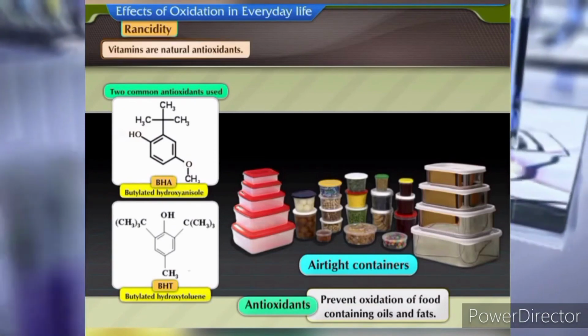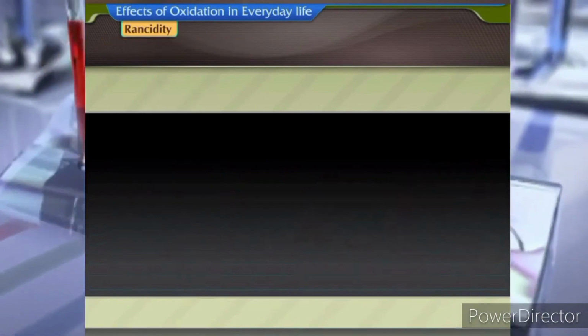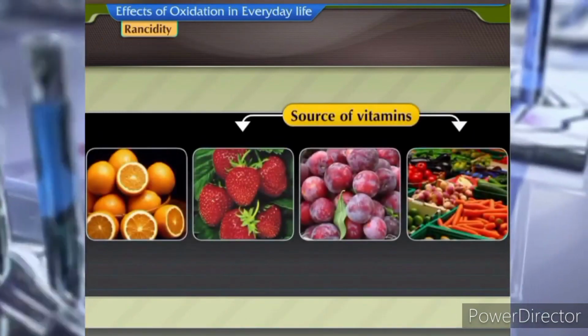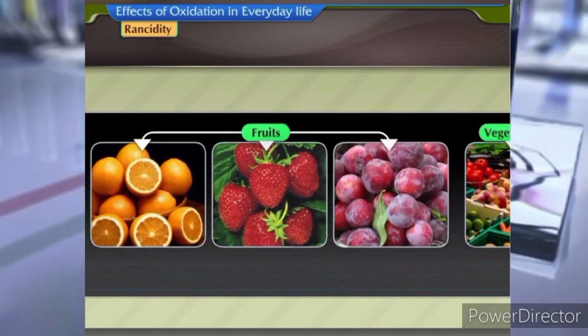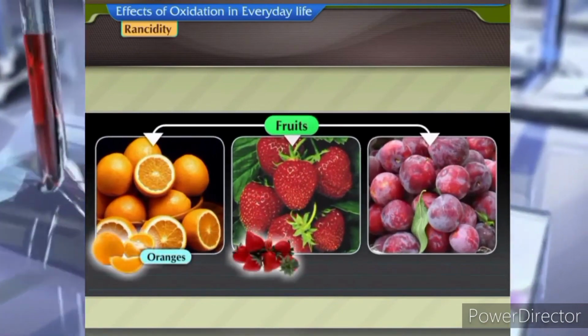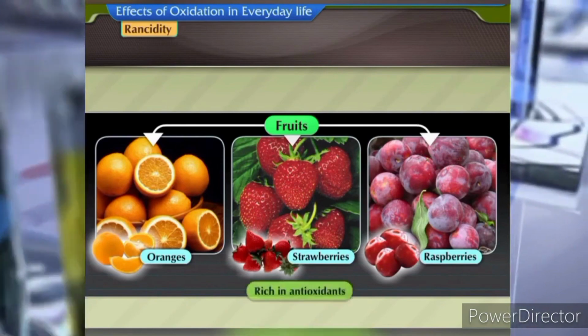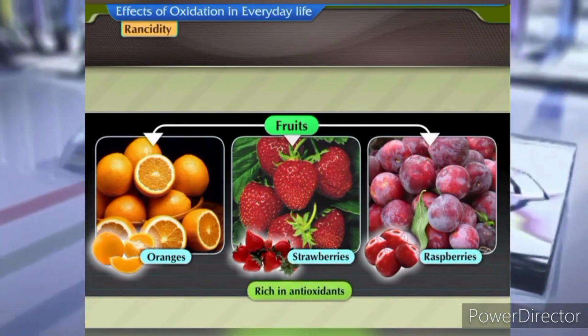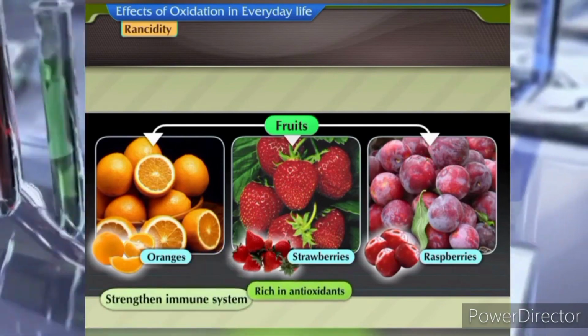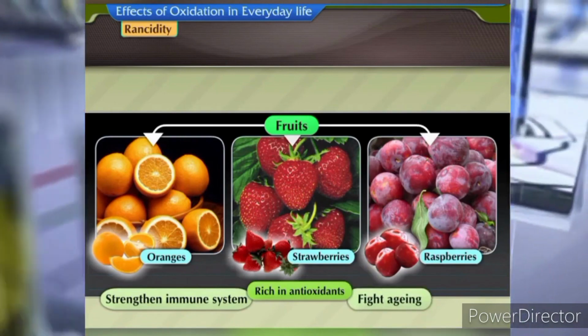Vitamins are natural antioxidants. The best source of vitamins is fruits and vegetables. Fruits like oranges and berries like strawberries and raspberries are rich in antioxidants. Antioxidants strengthen the immune system and fight aging.